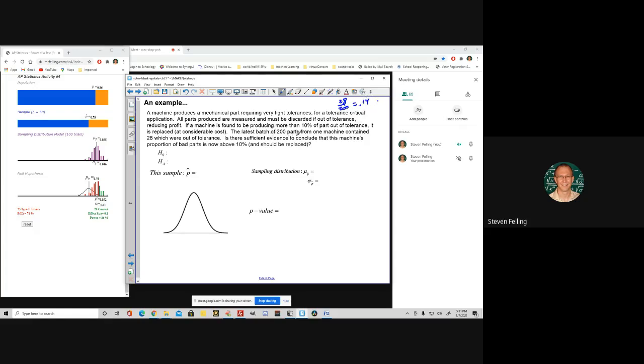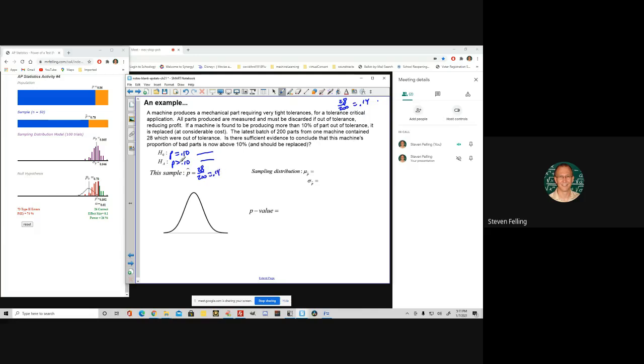So is there sufficient evidence to conclude, based on this sample, that the machine's production of bad parts in general is above 10%? Okay, so we need a null hypothesis and an alternate hypothesis. The alternate hypothesis here would be that the proportion of bad parts P is greater than the 10% where we have to start replacing the machine. And the null hypothesis would be that it's equal to the boundary value where we would not take action. We would do words typically here too, but I'm going to skip that so we can focus on the math. This particular sample was 28 out of 200, which is 14%.